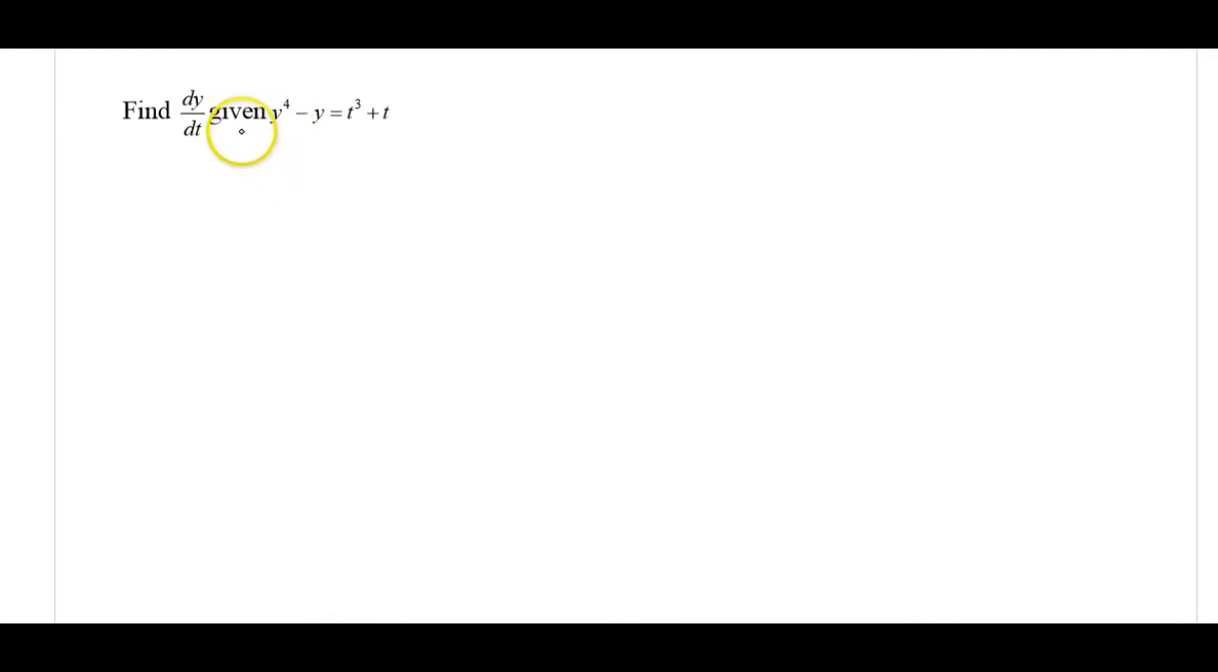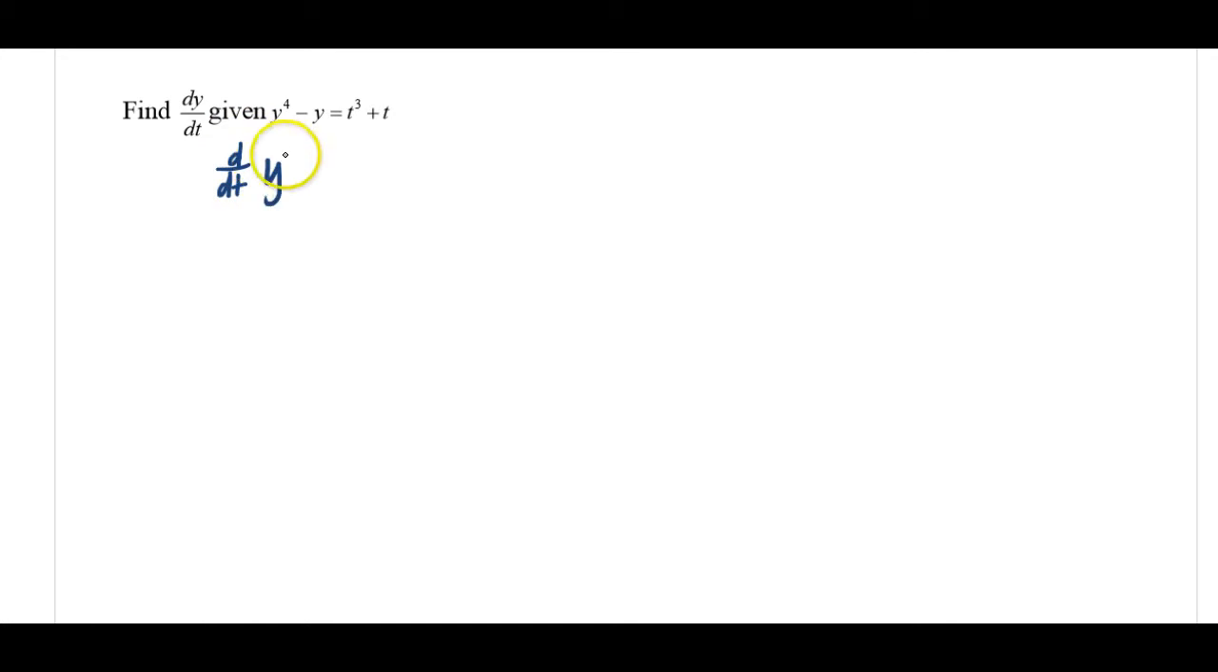And to start this process, I'm going to need to find d/dt of both sides. So let's think about what this is asking me to do. Find the derivative of y with respect to the variable t. So I'm going to take the derivative with respect to the variable t on both sides.